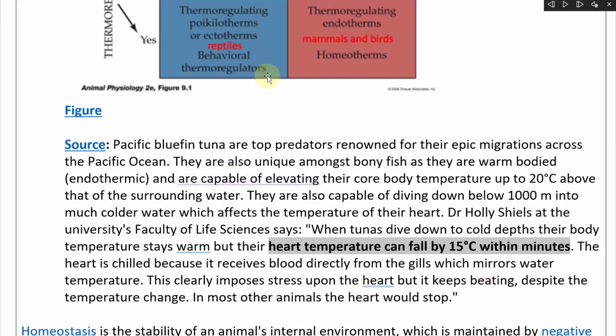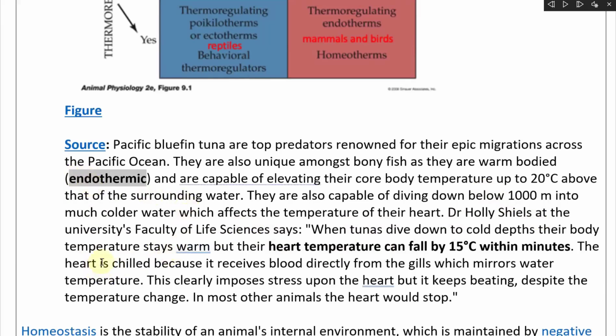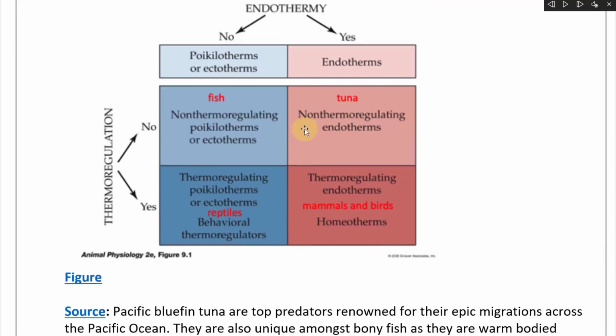Yeah, so I think that's probably why they added this non-thermoregulating endotherms category, because it's an endotherm. The body is warm, and their body temperature stays warm even when it goes to very cold temperatures, but their heart gets super chilled, so it can withstand super cold conditions without even caring about that big change in minutes.